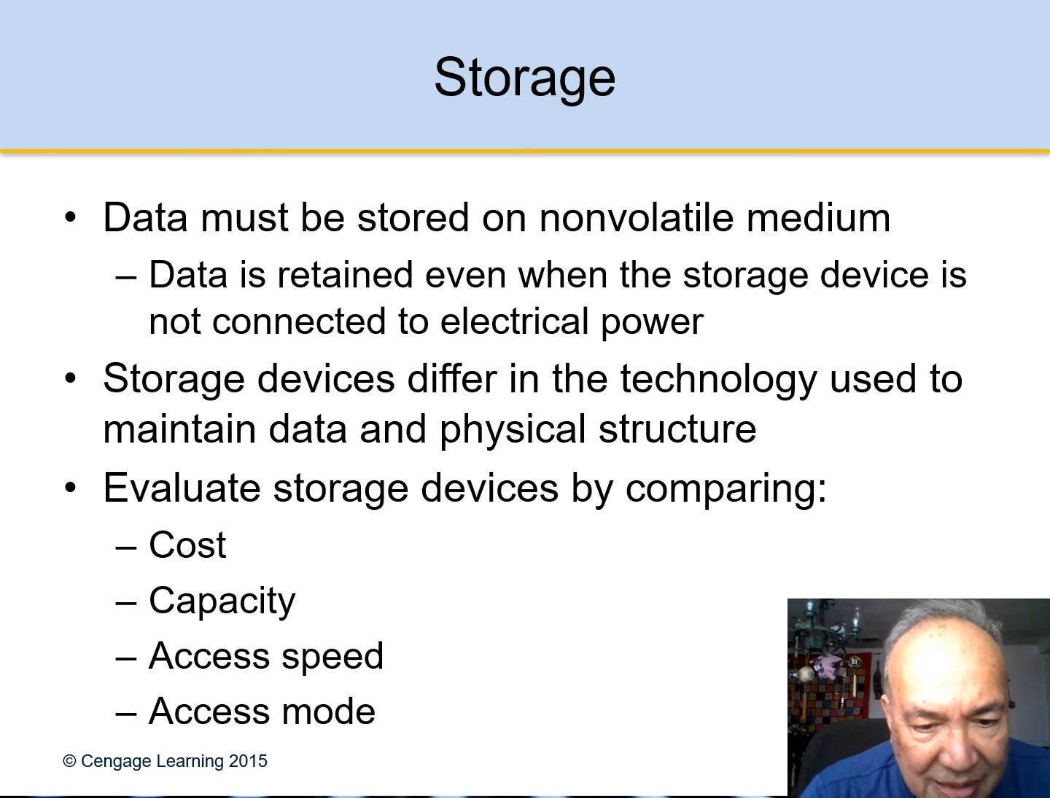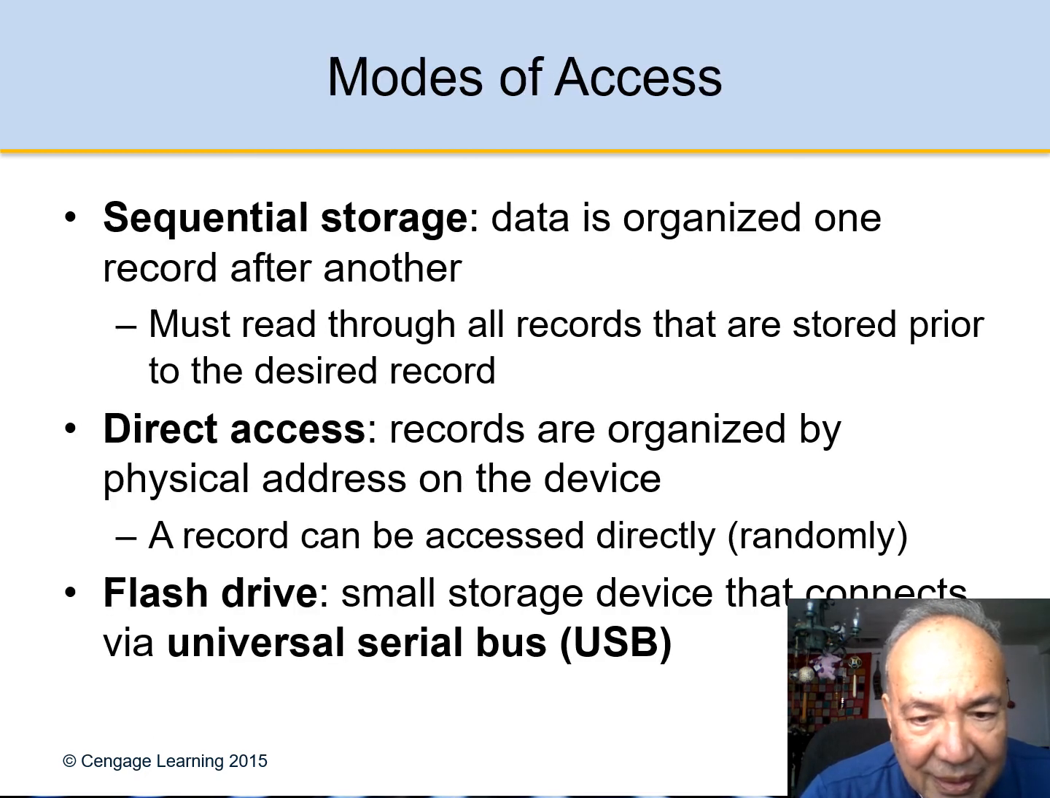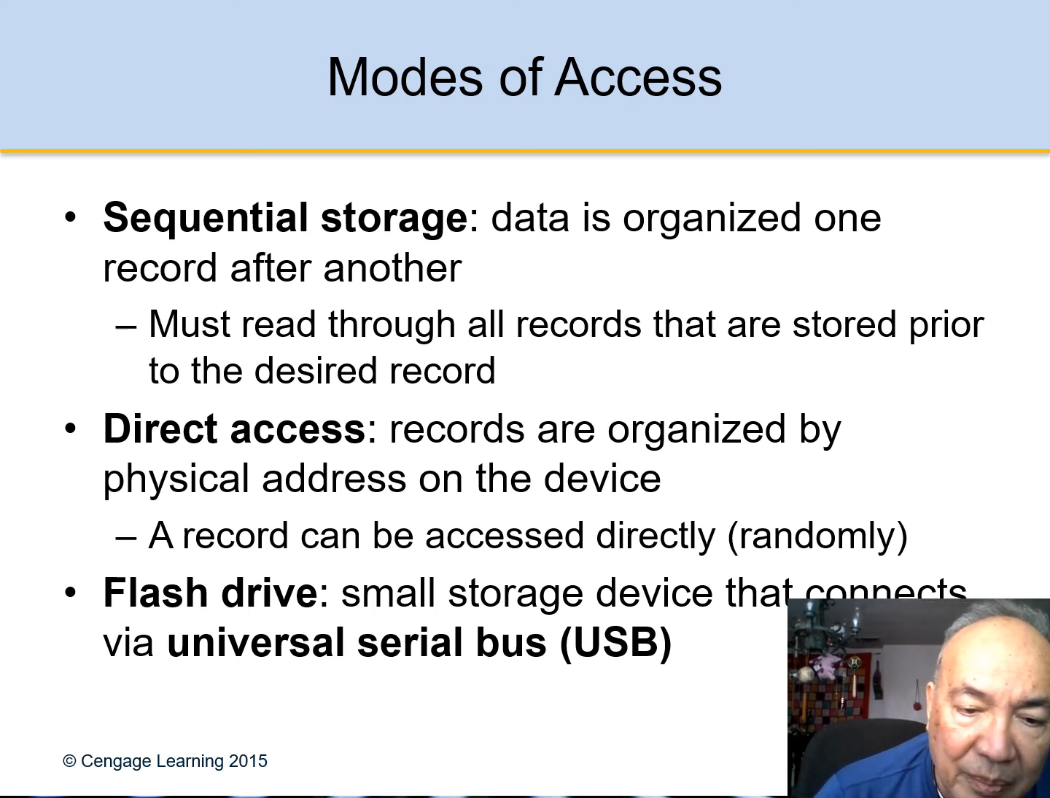Okay, and then the storage. Storage is where you keep data for future use. You have the cost, the capacity, and the access speed, since you need to access the information right away, and the mode of access: sequential, direct access, and the flash drive. Sequential goes from top to bottom. Direct access goes directly to where your information is and gets it for you.